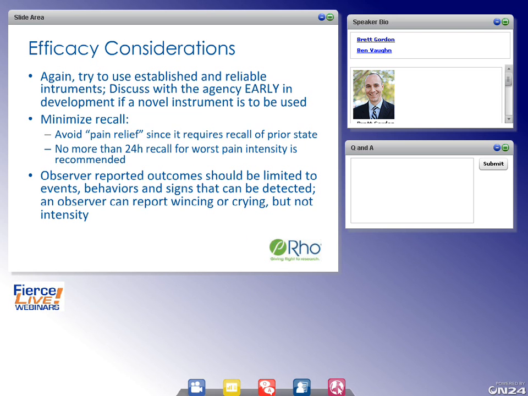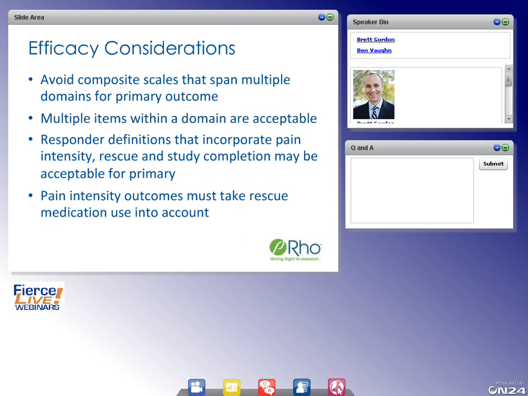Composite scales that span multiple domains should be avoided. For example, in osteoarthritis, the total WOMAC score would not be a good primary outcome. However, WOMAC pain would be fine, and this does compose of multiple questions. That's acceptable. They're all within the pain domain.